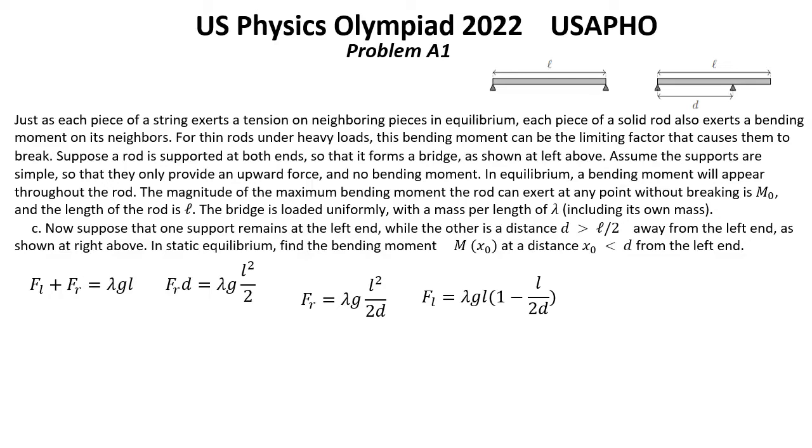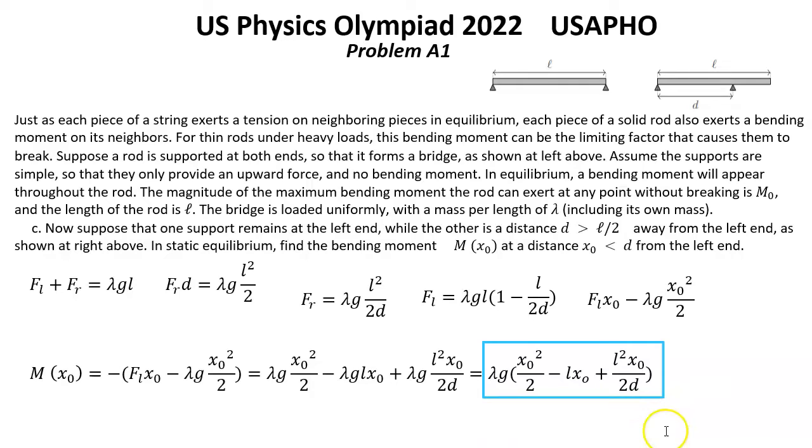Now let's count the total external torque to the left from the point x0. That will be the torque from the left support, which is Fl x0, because it's clockwise. We need to subtract the counterclockwise torque from the weight, which is lambda g x0 squared over 2. And our bending moment must be opposite to this one, which is this expression. That was the solution for question C.